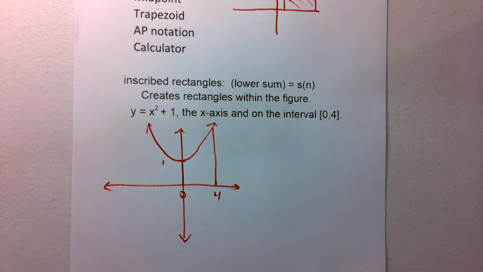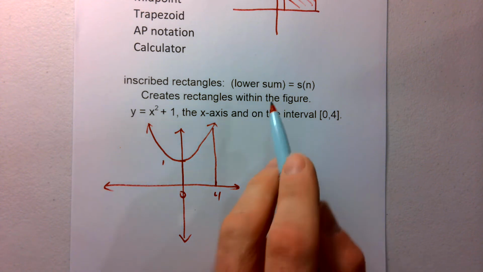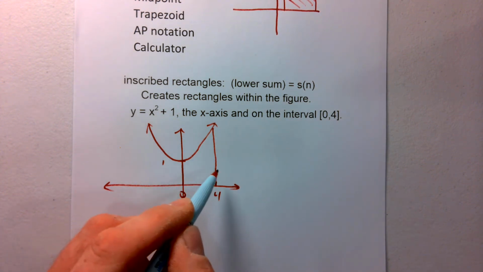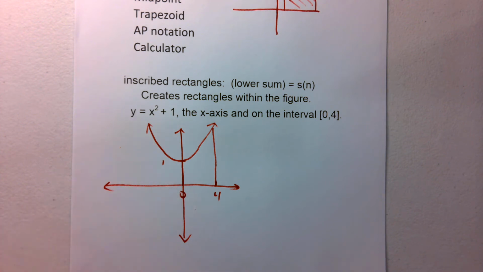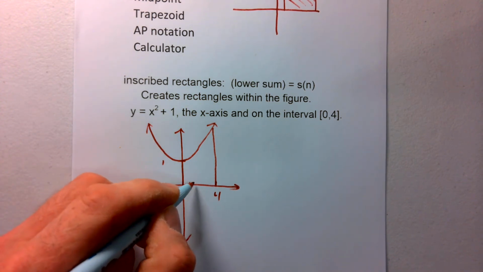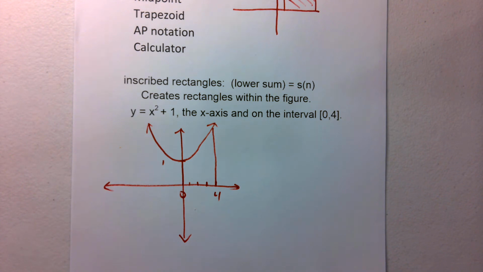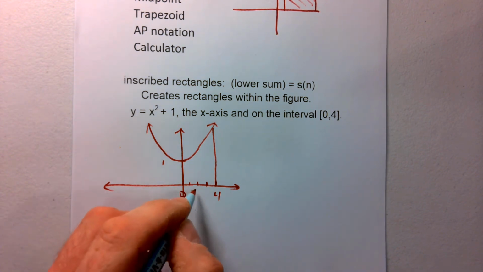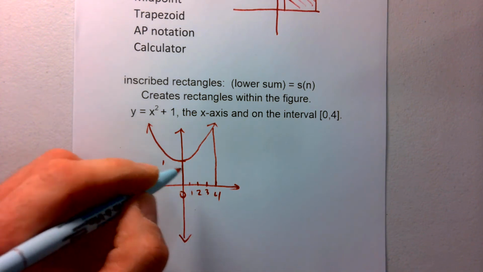In the inscribed method, we call this also the lower sum or little s of n. What we're going to do is cut this into regions, and the number of regions that we use is arbitrary. We can cut it into 2 regions, 10 regions, 1,000 regions, and eventually we'll come up with an infinite number of regions. But for today's sake, let's cut this into nice increments, 4 increments. So we're going to cut it at 1, 2, 3, and at 4.